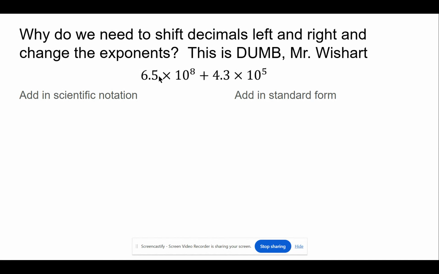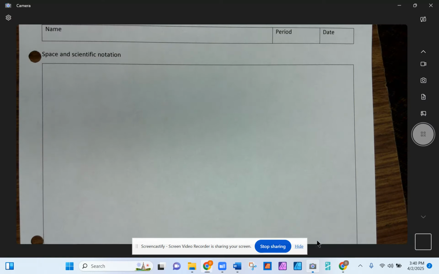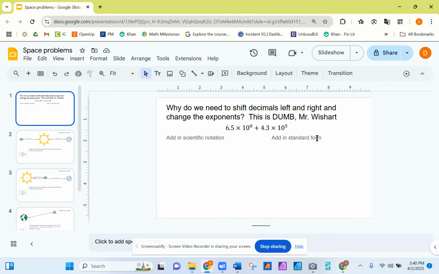So I've got this problem right here. Two numbers in scientific notation. First, we're going to add them in standard form, and then we'll add them in scientific notation. Let me make sure that I have a pencil for this, so give me just a moment. Okay. Sorry, should have written that out. 6.5 times 10 to the 8th, plus 4.3 times 10 to the 5th.